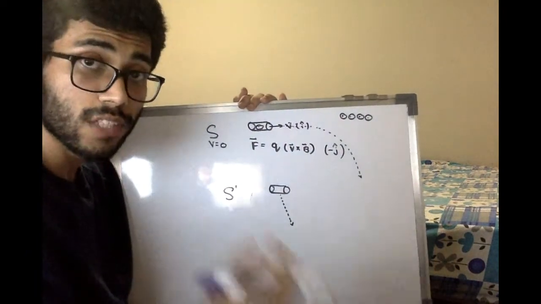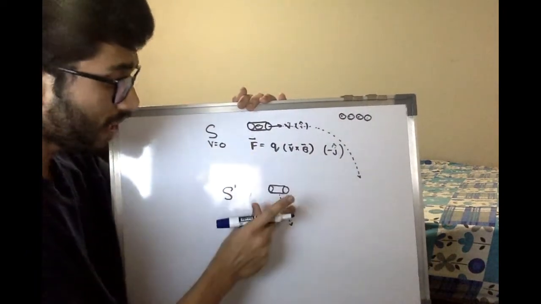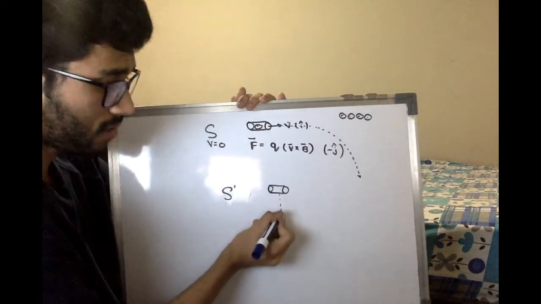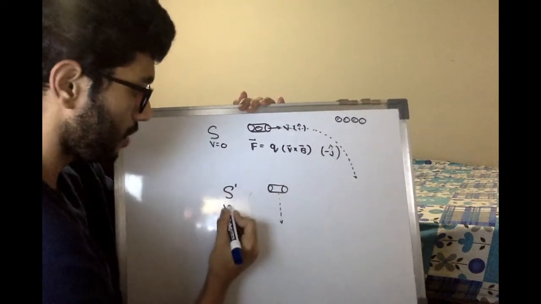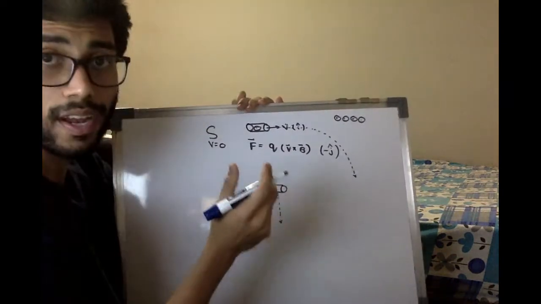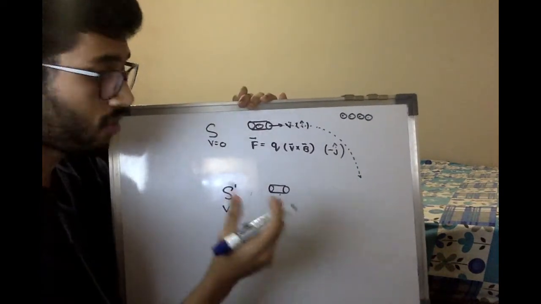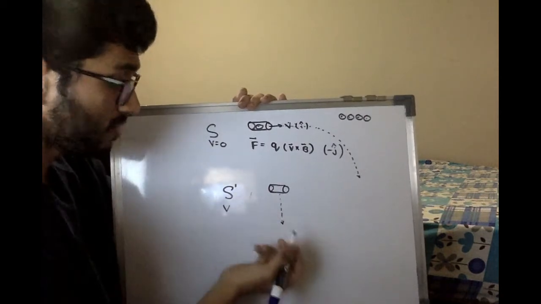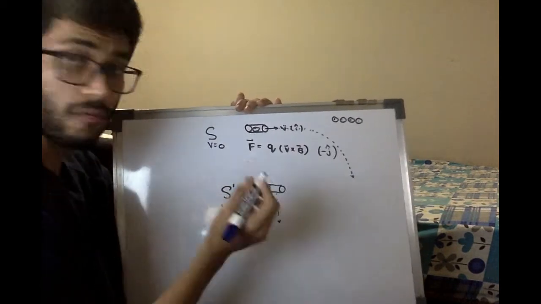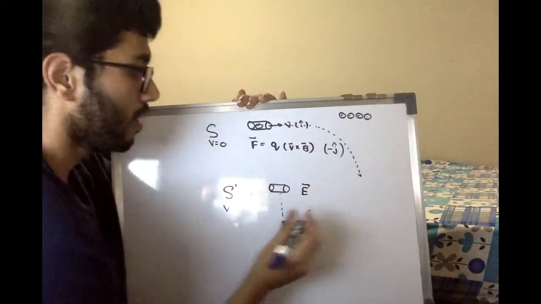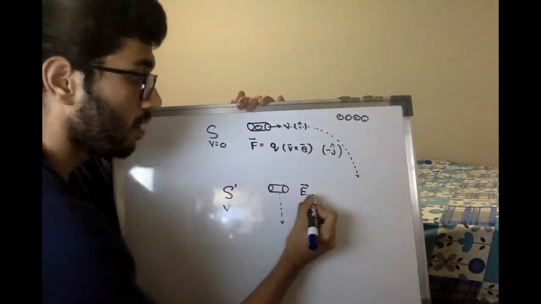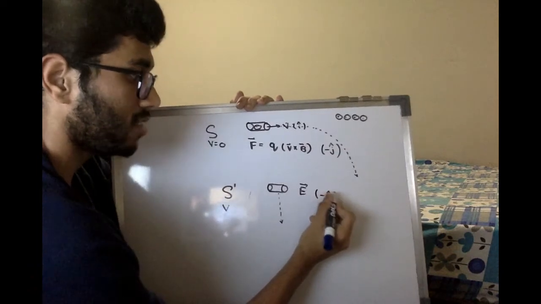What S prime will say is that there is actually no magnetic field. Well, why is there no magnetic field? Because both have the same velocity, and that's why both are at rest. Both have zero relative velocity. So S prime will say that there is no magnetic field. But what S prime will say is that there is an electric field E bar acting on this particle, which is also in the negative j hat direction.